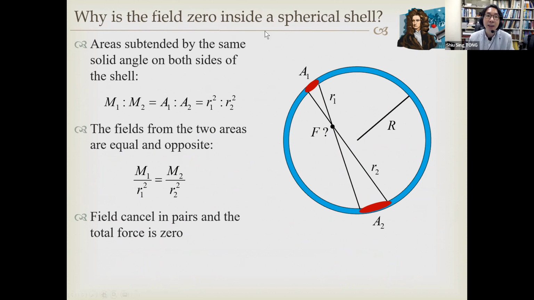Okay. Now I have another proof of the fact that the force inside the shell is exactly 0. This is actually taken from Newton's book, the Principia. Newton actually has this proof in his book. Now this is a spherical shell. Now I consider a general point inside the shell.